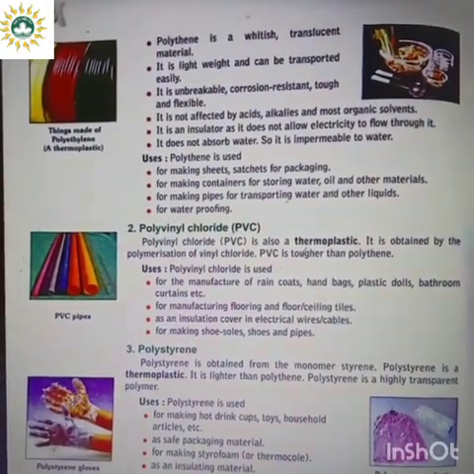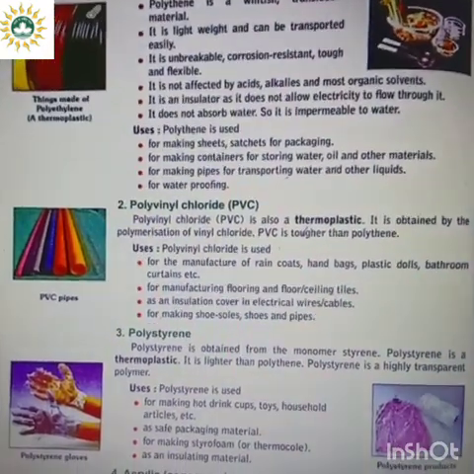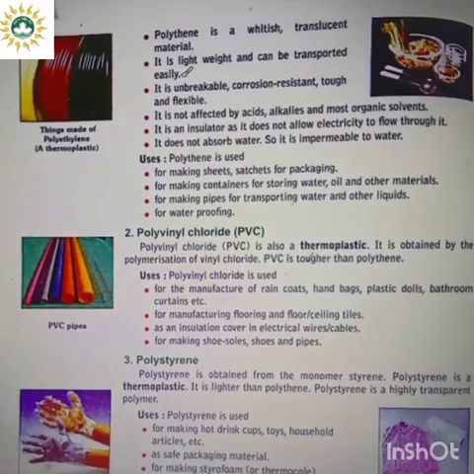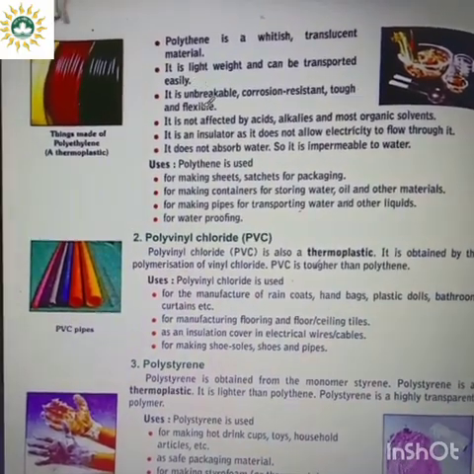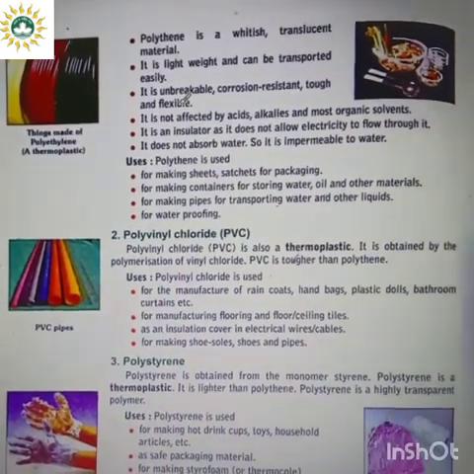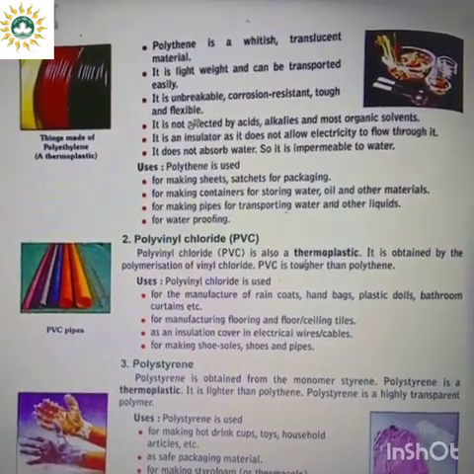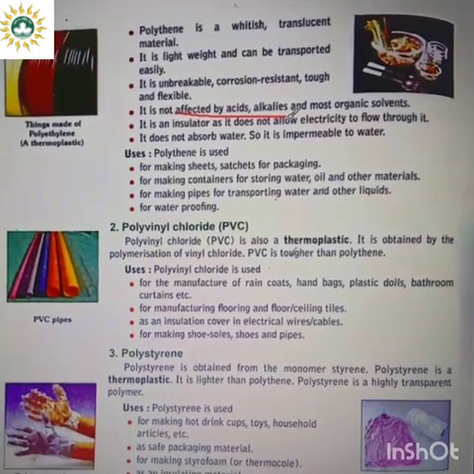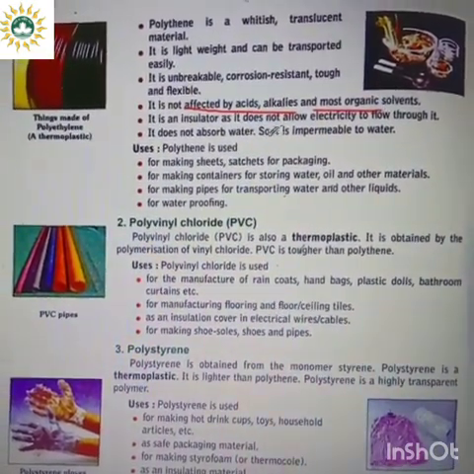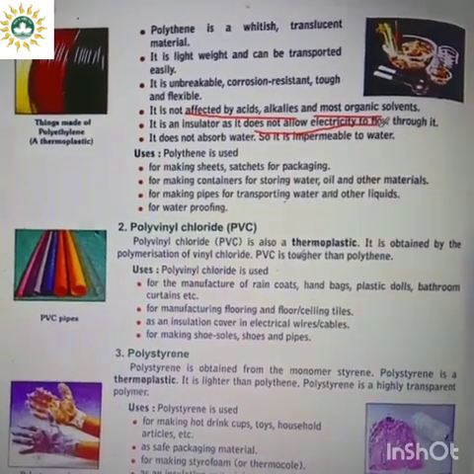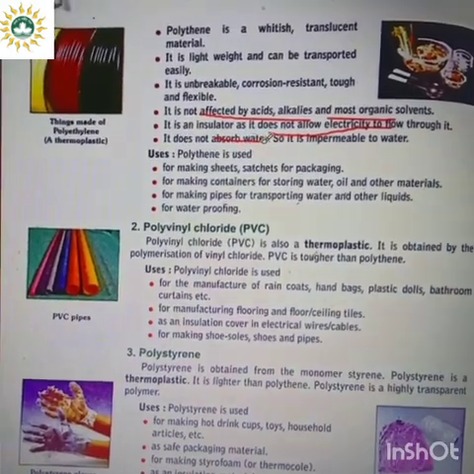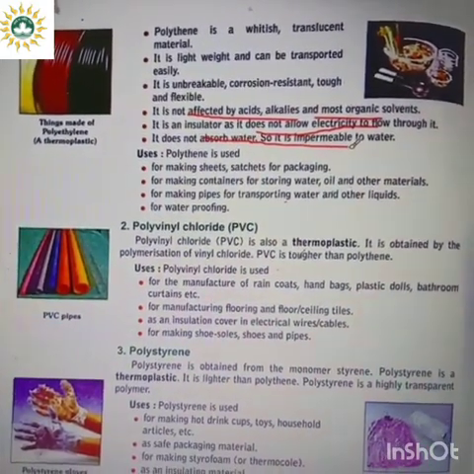Then polythene is a whitish translucent material. It is lightweight and can be transported easily. It is unbreakable, corrosion resistant, and tough and flexible. These are a few properties which are very easy, and you will be able to understand all of them. It is not affected by acids, alkalis, and most organic solvents, and it is an insulator. Why an insulator? Because it does not allow electricity to flow through it. Also polythene does not absorb water, so it is impermeable to water.